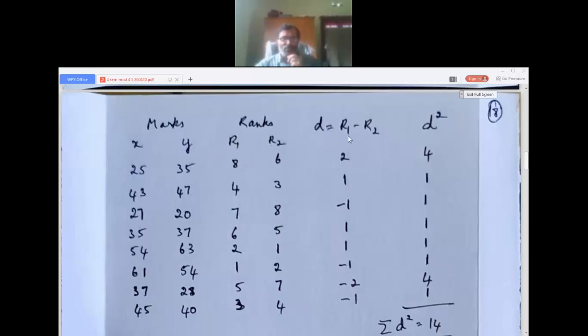8 minus 6, 2. 4 minus 3, 1. 7 minus 8, minus 1. 6 minus 5, 1. 2 minus 1, 1. 1 minus 2, minus 1. 5 minus 7, minus 2. 3 minus 4, minus 1.